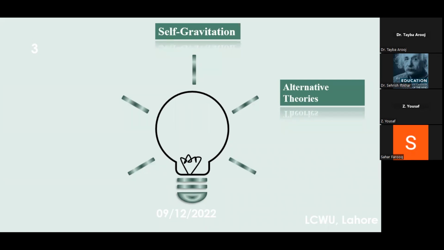Okay, so from this we will get the alternative theories of gravity, and then there will be Brans-Dicke theory of gravity, because I know that there are huge discussions over Einstein's theory and over the alternative theories of gravity.